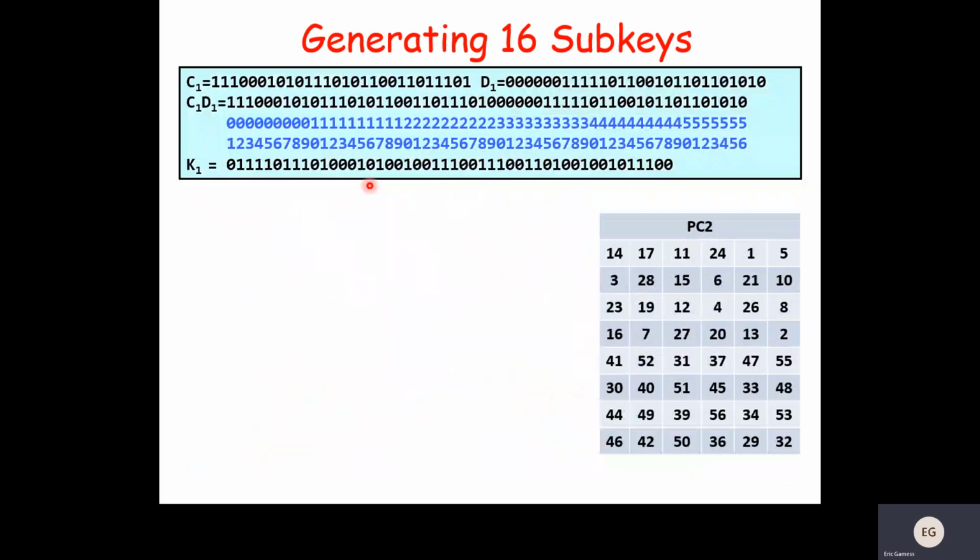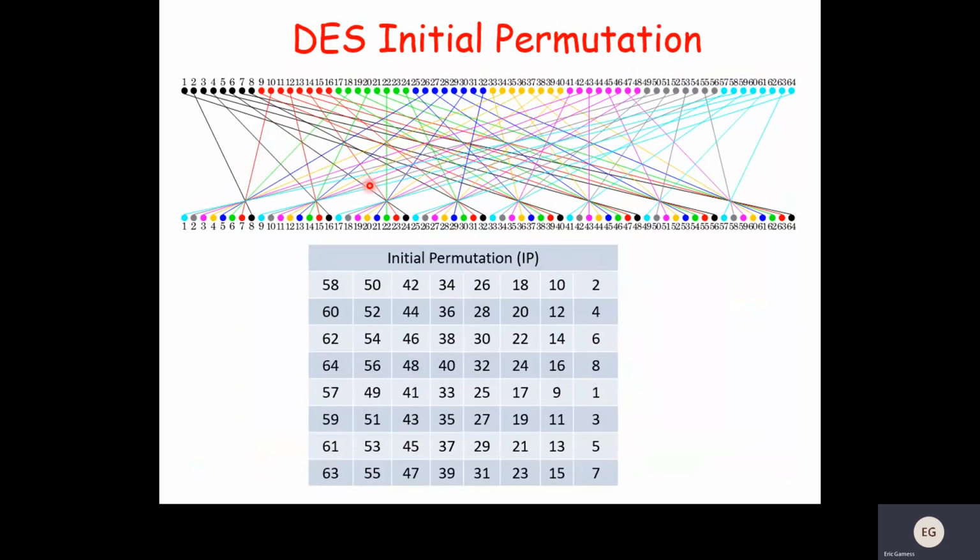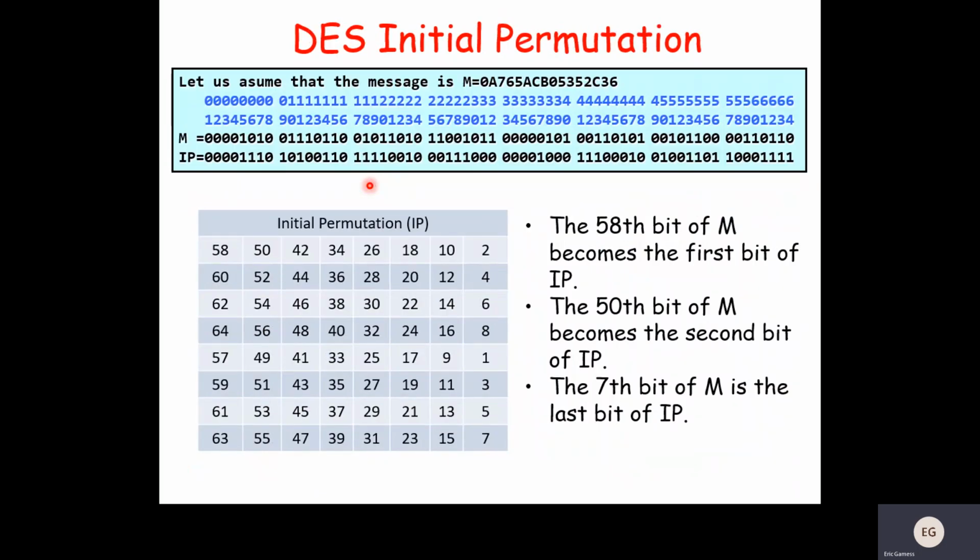Let me go back to the slides where we were. Okay, so let's see our example. Let's say that the clear text message, or the plain text message, is this one. This is 64 bits long. I wrote it here in binary to make it easier, and in blue we have the numeration. For example, this bit is bit 33. This bit is bit 40. We are going to apply the initial permutation to get what we will call IP.